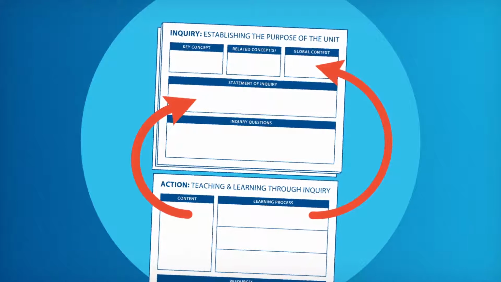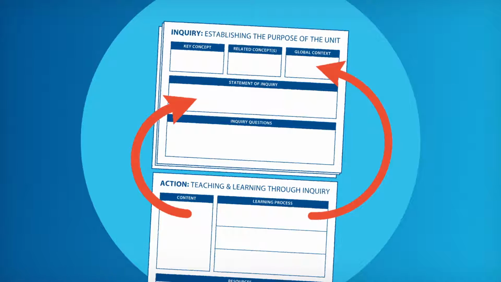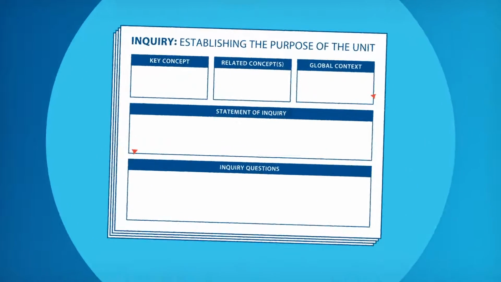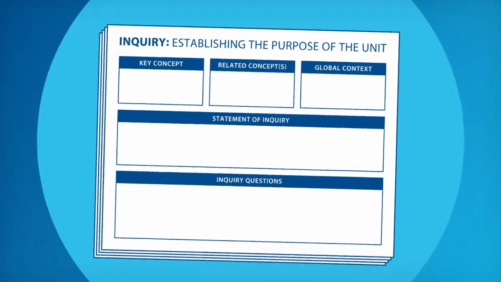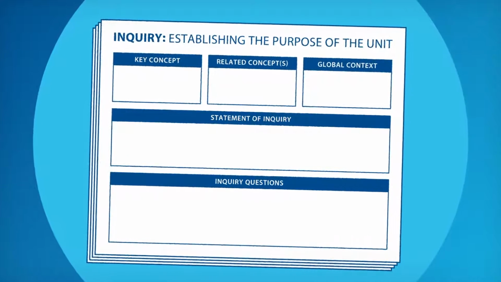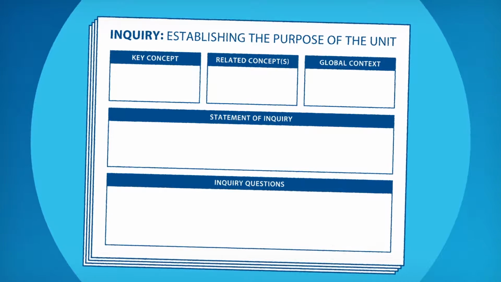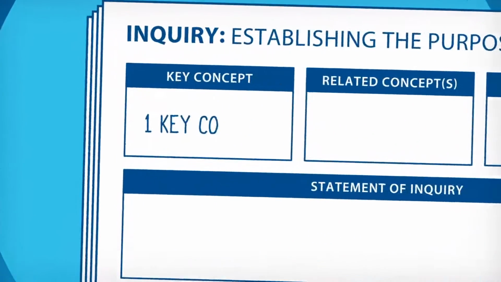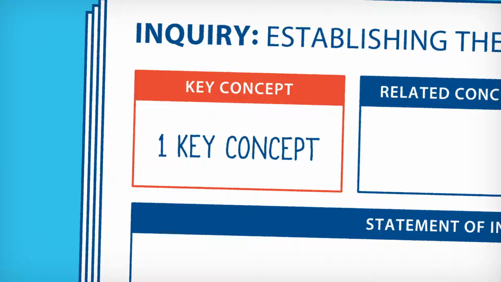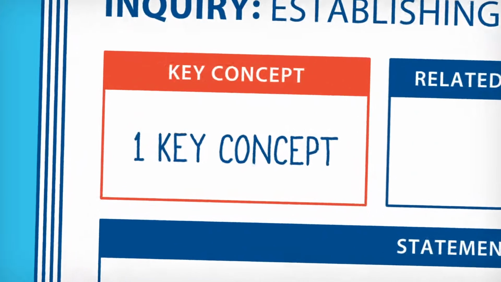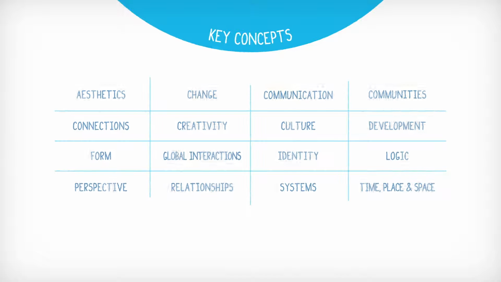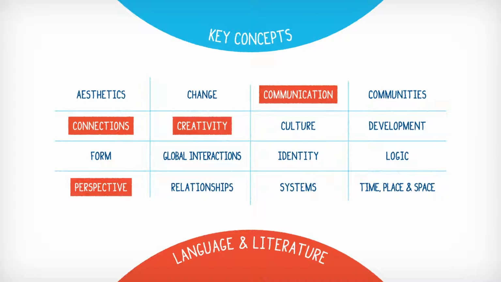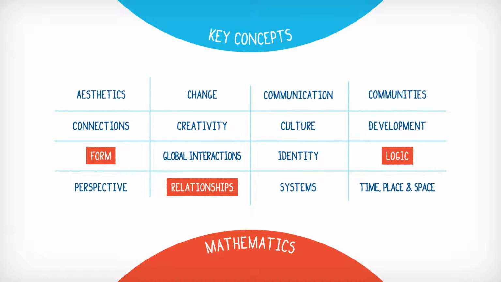real-world contexts. Let's look more closely at the elements of the unit plan that you will use to develop each unit's statement of inquiry. Once you have a general idea about the overarching purpose of your unit, you will choose one key concept that could be used to express an idea that is important to that purpose. The MYP prescribes 16 key concepts that are broad, powerful ideas that have relevance within and across multiple subjects and disciplines. 3 or 4 of these concepts are drawn from each subject group.